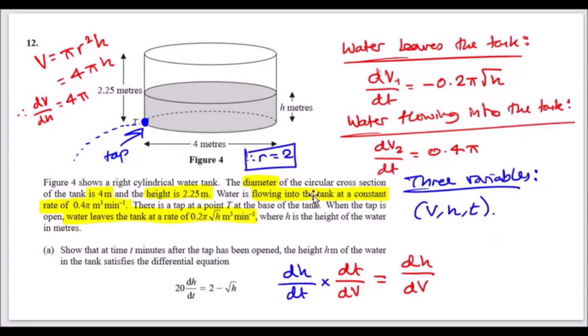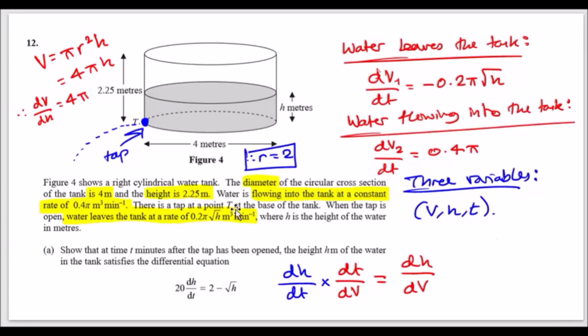Stop right there. When they say this, it means this is a derivative equation. This is a rate of change, and a rate of change is always in differential form. So I put over here, water flowing into the tank. This is literally the change in the volume, meters cubed, over time. So dV, I call it 2 because there are two things going on, dV over dt, which equals positive 0.4 pi. It's positive because it's entering the tank.